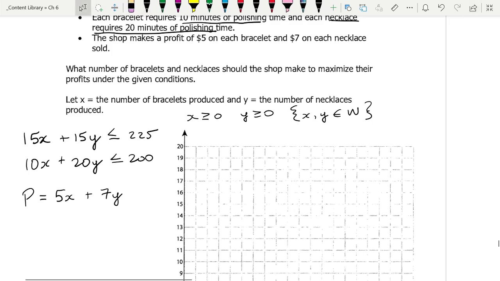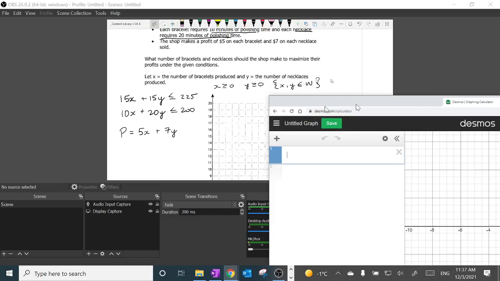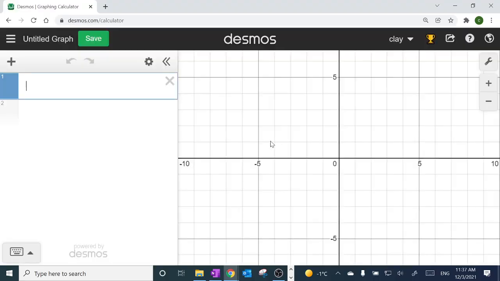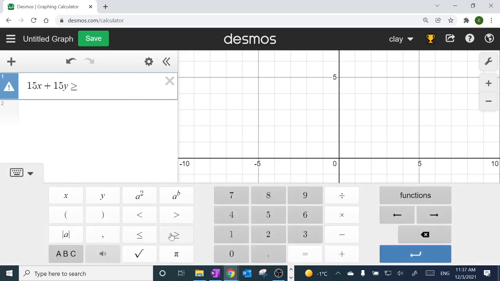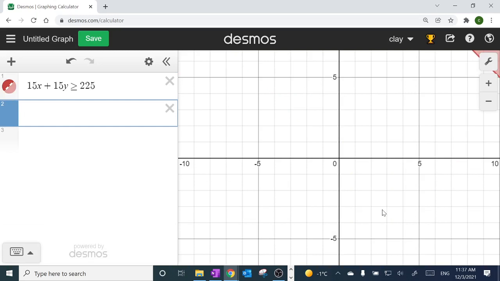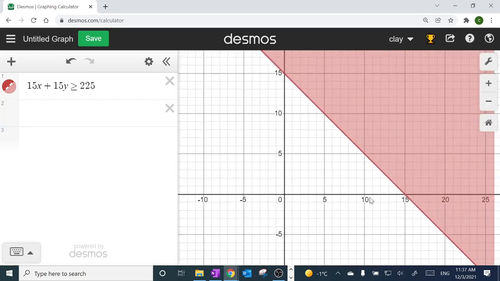Okay, so we're going to open up Desmos. And here, let me move over Desmos. There you are, Desmos. Okay, so the first one was, what was it again? 15x plus 15y. And okay, I'm going to use my opposite rule again. So it was a less than or equal, so I'm going to put in a greater than or equal to 225. And, okay, there it is. I've graphed it. Doesn't it look great? Okay, obviously I'm going to have to move over a bit. Maybe shrink down and move over.